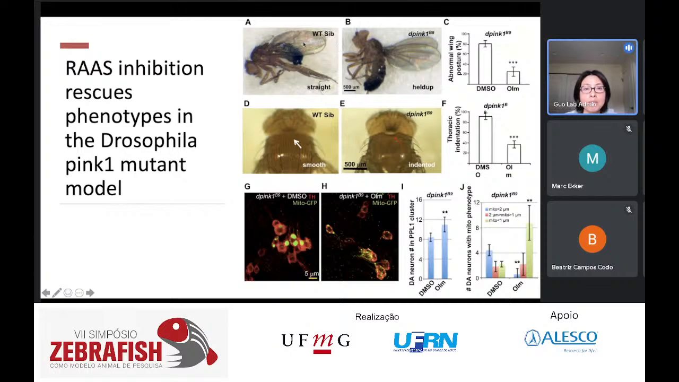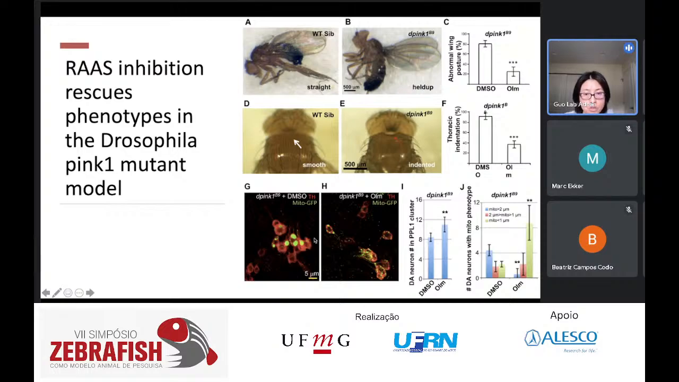One of the remarkable and easy to observe phenotypes is this wing phenotype. You can see that in wild type Drosophila, their wings are very nicely, naturally positioned. But in the PINK1 mutant, you can see their wings are held up. And when we treat the PINK1 mutant Drosophila with olmesartan, the AGTR1 inhibitor, we see a significant decrease of this held-up wing phenotype. Another phenotype is this thoracic indentation, where the thorax has an indent in it, and this phenotype is also significantly decreased upon olmesartan treatment.